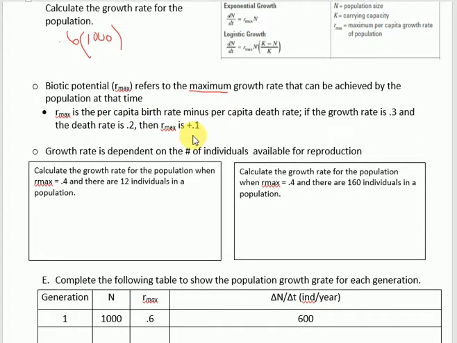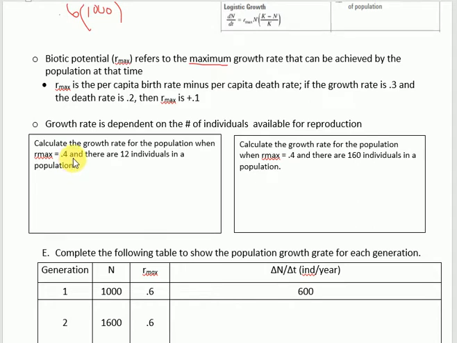Growth rate is also dependent on the number of individuals available for reproduction. So for instance here, calculate the growth rate when Rmax is 0.4 and there are 12 individuals. So again, that would be the 0.4 times the 12, and that's 4.8 individuals per year. Versus over here, we've got 0.4 still, but we have now 160 individuals that are able to reproduce. So that takes it up to 64 individuals per year.